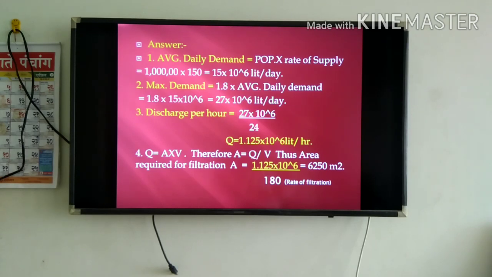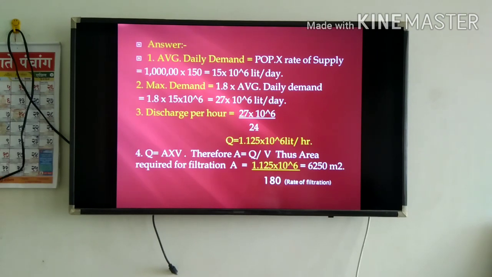Third, discharge per hour. 27 into 10 raised to 6 divided by 24, where 24 is the hours. Now the discharge Q is equal to 1.125 into 10 raised to 6 liter per hour. That is, our maximum demand is converted into hourly demand. Maximum demand is in liter per day, and discharge per hour gives you liter per hour.